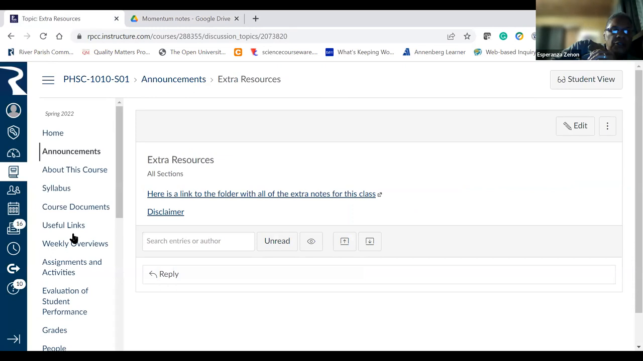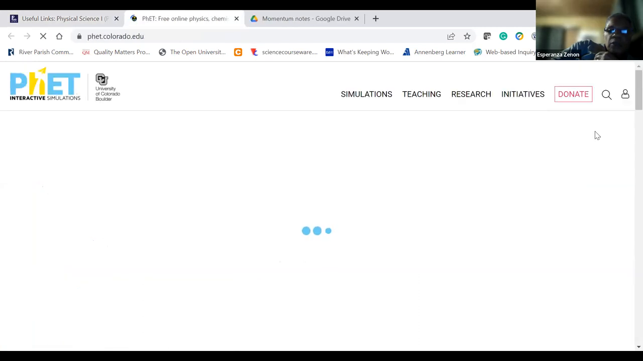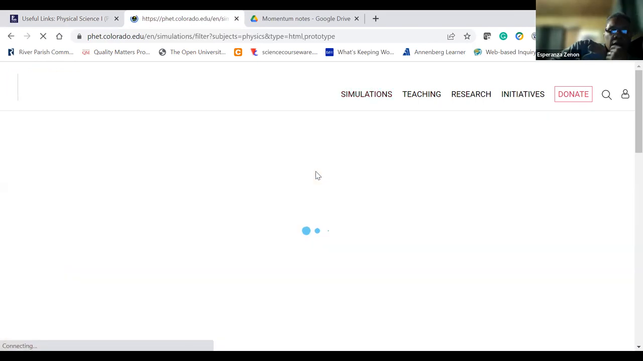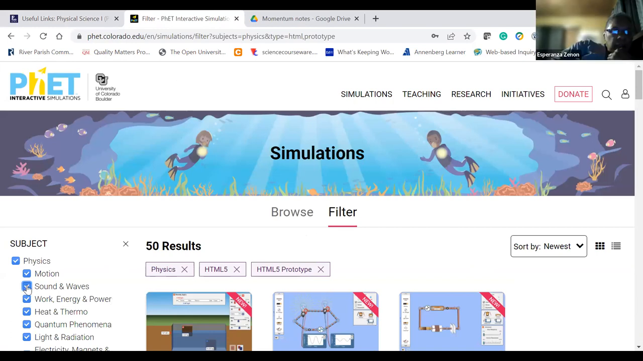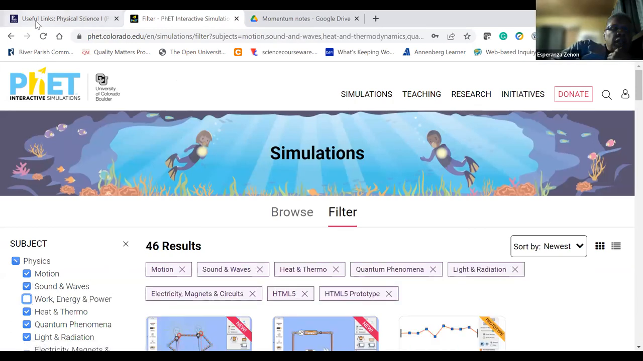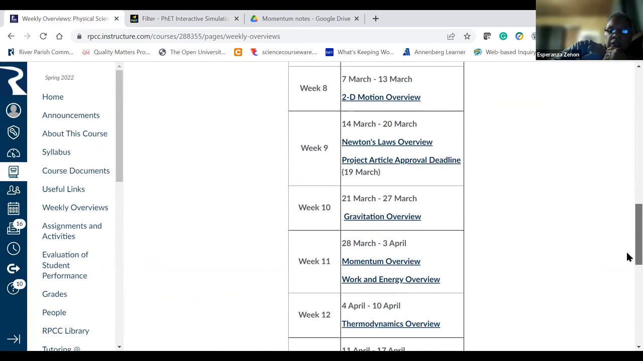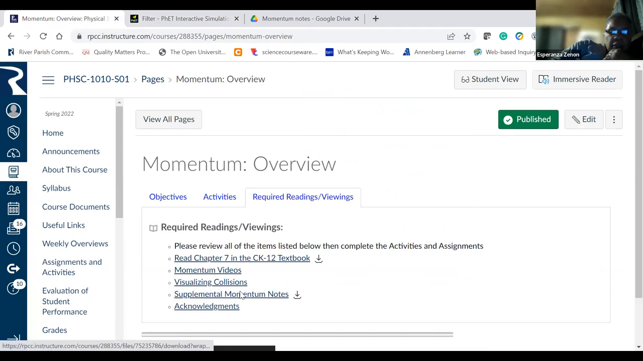Also, under useful links, and you probably have seen this simulator already. I think this is the one you're using for the lab. Let me bring it up real quick. Oh, I have it bookmarked in the weekly overviews. Let me just go there and get it. That'll be easier. But you have access to a whole host of simulators right there through the useful links. So let me just click on it there. Visualizing collisions.